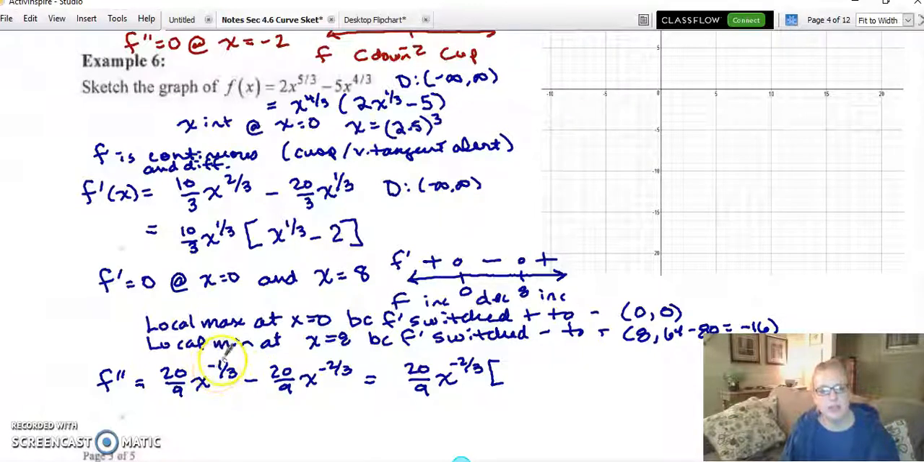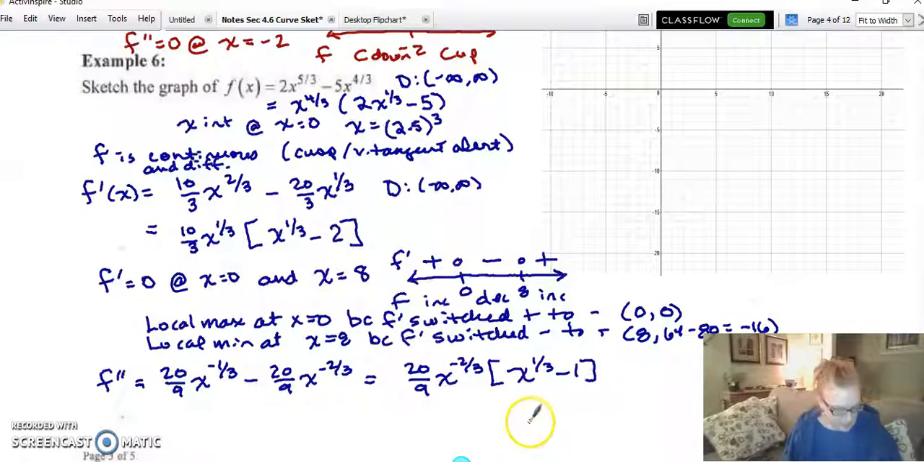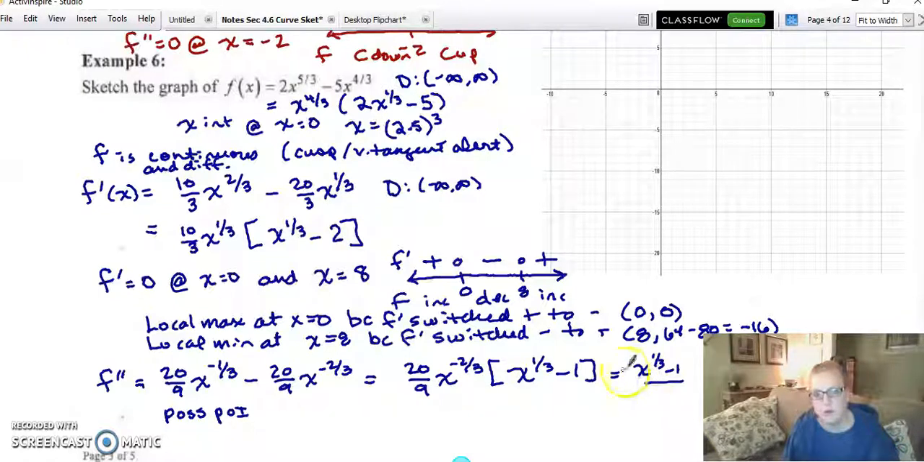Then subtracting negative 1/3 minus negative 2/3 would be x to the positive 1/3 minus 1. And so taking a look at that, we want to figure out what our point of inflection is. And there is going to be a possible POI. Technically this is a fraction, x to the 1/3 minus 1 over, times 20 over 9, and then cube root of x squared.